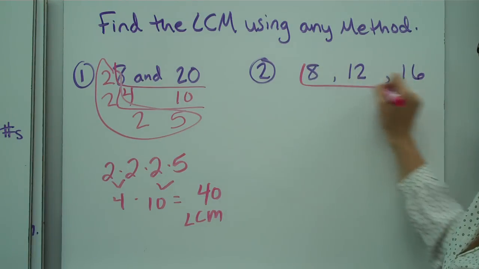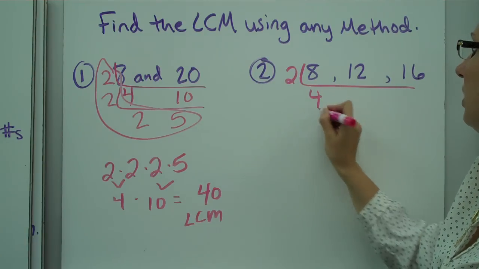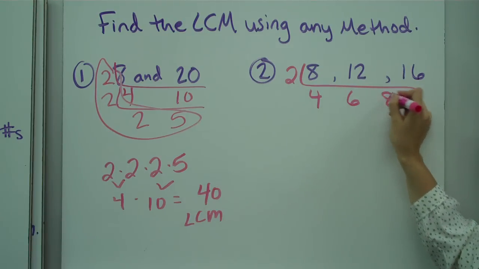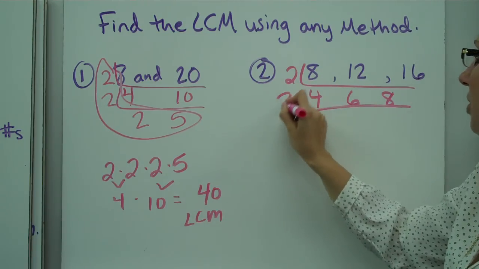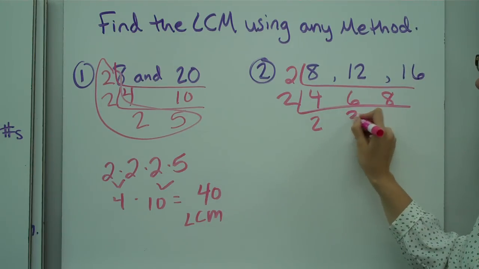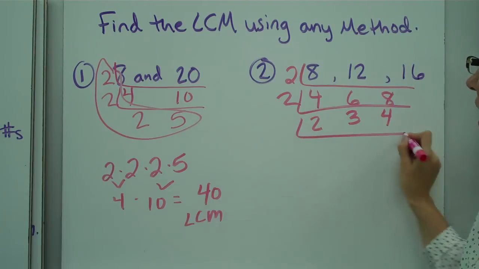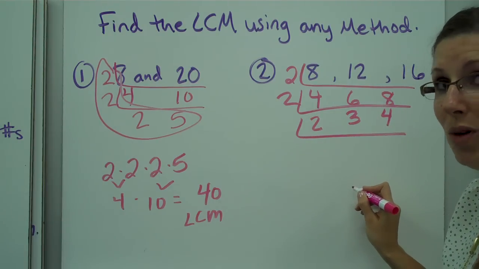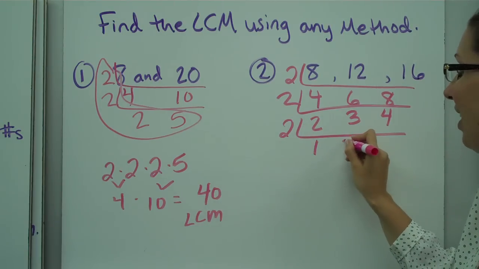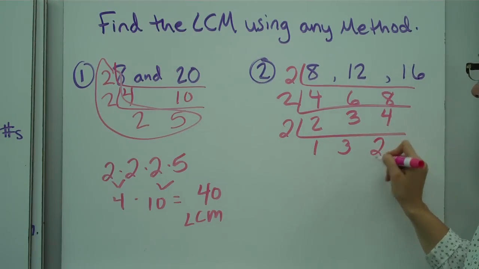Now I've got 8, 12, and 16. 2 goes into 8 4 times. 2 goes into 12 6 times. 2 goes into 16 8 times. I'm going to do 2 again. 2 goes into 4 2 times. 2 goes into 6 3 times. 2 goes into 8 4 times. I'm going to do 2 one more time. 2 goes into 2 once. 2 cannot go into 3, so I leave it alone. 2 goes into 4 twice.